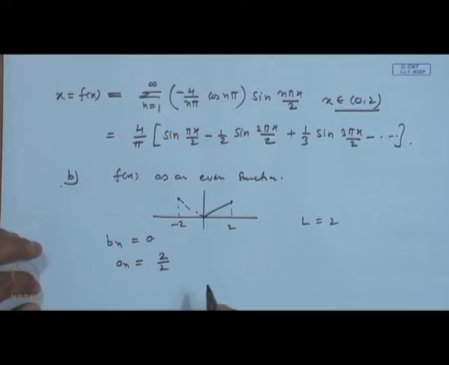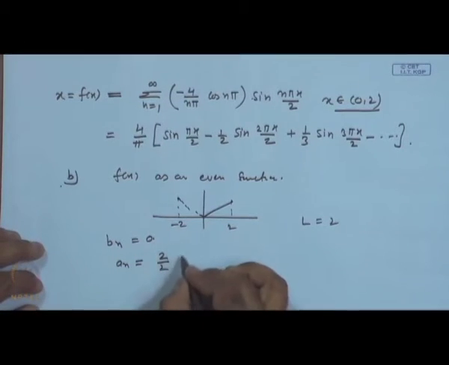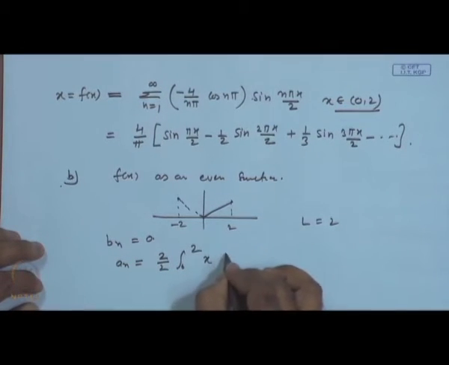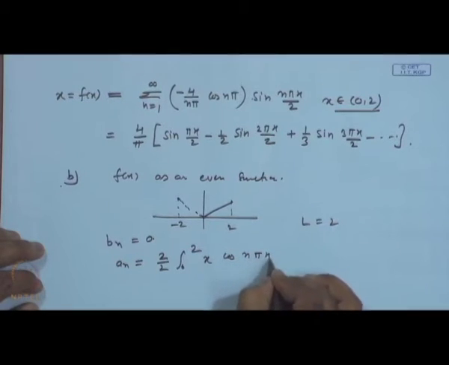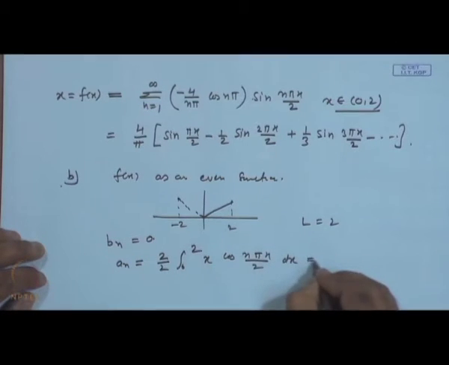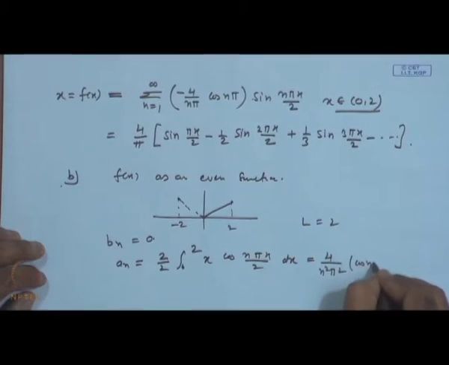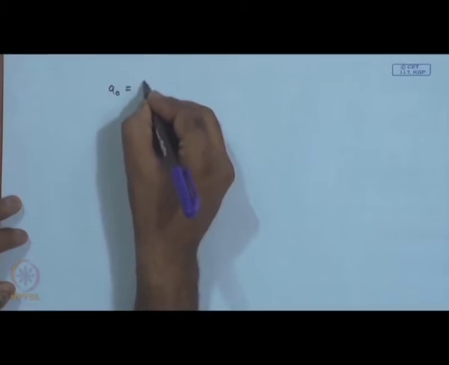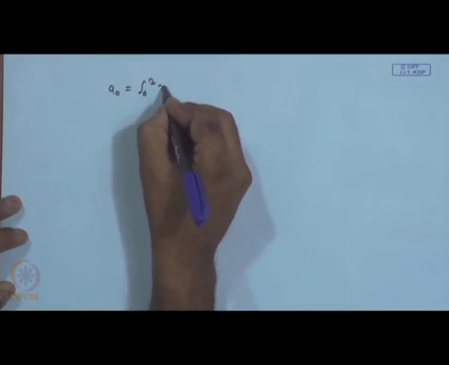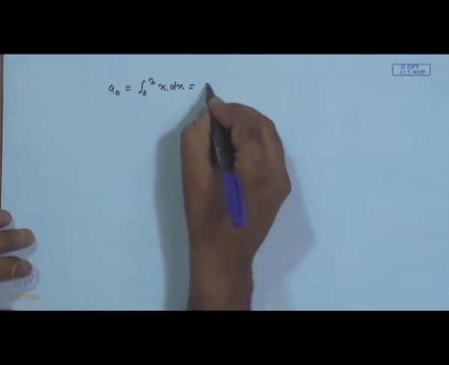in a similar fashion as we got there, 2 over L, so 2 over 2, 0 to 2, x cos n pi x over L dx, and we integrate this to get 4 over n square pi square and cos n pi minus 1, for n not equal to 0. If we take n equal to 0, we will get integral 0 to 2 of x dx, that means 2.